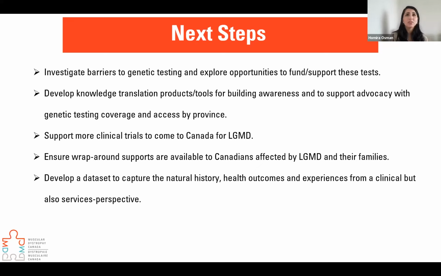We heard that limb-girdle is not just about the diagnosis itself, it's about living life with that condition. So how do we offer wraparound supports for Canadians and their families? And how do we really get the information to inform future treatments, therapies, programs, services, and ultimately improve the quality of life for people with limb-girdle muscular dystrophy? Does that look at capturing the natural history? How does limb-girdle muscular dystrophy present? What are typical health outcomes? How does that progression look? What are experiences with clinics, but also with our system navigation program as well?